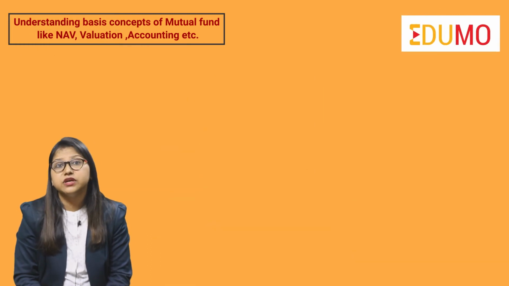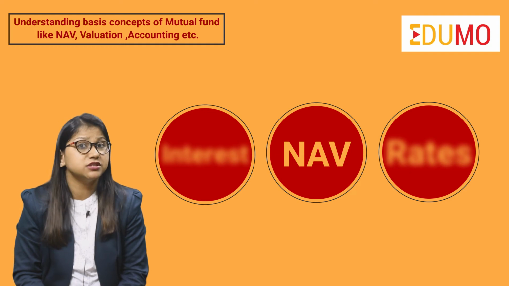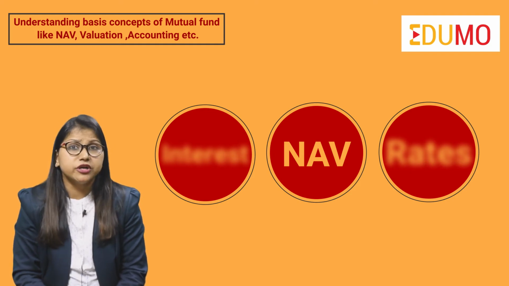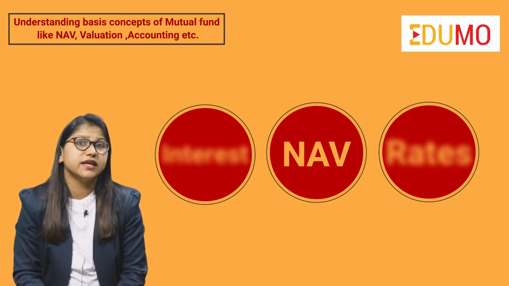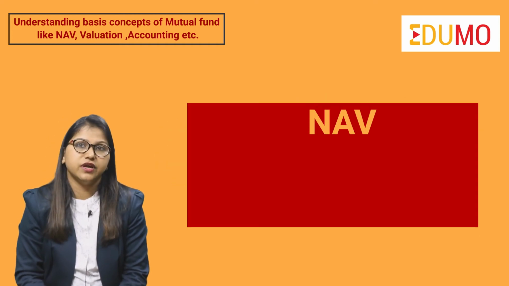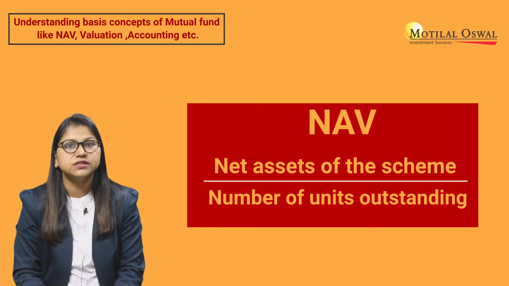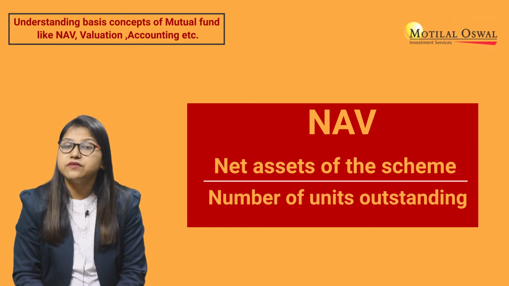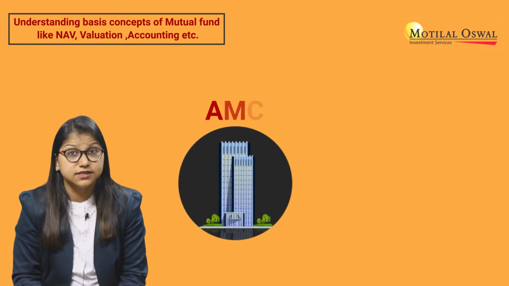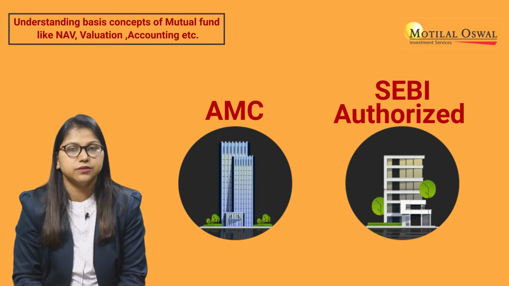Now, while the NAV is not the only factor we should consider while making our investment decisions, it is an important point to note as to what an NAV implies. So, the formula to calculate the NAV is net assets of the scheme divided by the number of units outstanding. Now, the NAV is either calculated by the AMC itself or a SEBI authorized firm chosen by the AMC.